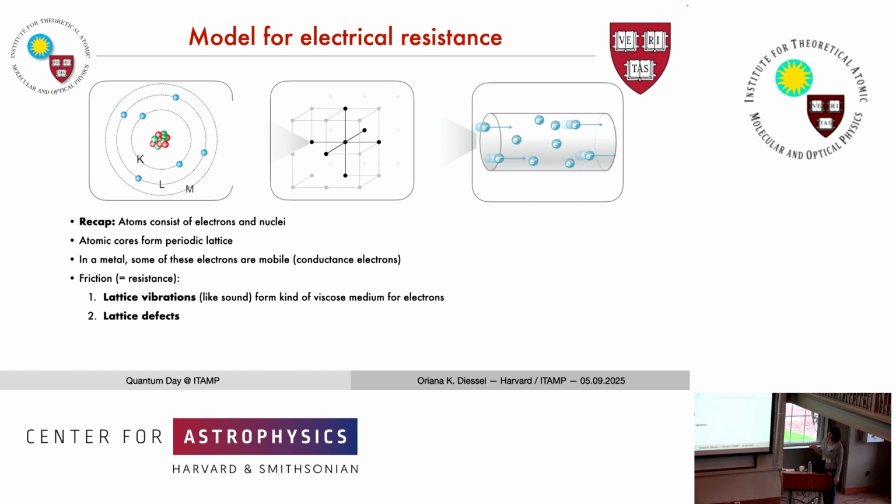And the other source of friction are lattice defects. So these lattices usually are not perfect. So what can happen is that an atom that is supposed to sit here is missing, or you can find it in a different position where it's not supposed to be, or also an atom of a different or wrong element replaces the original atom here. And this is actually really, really common.